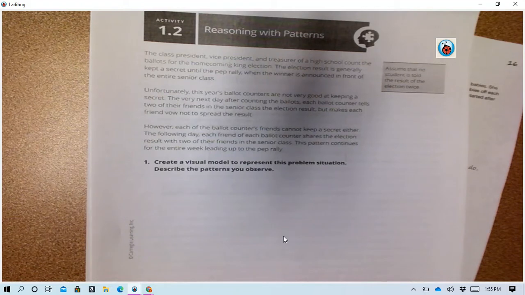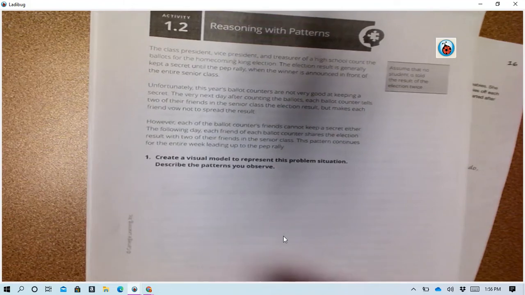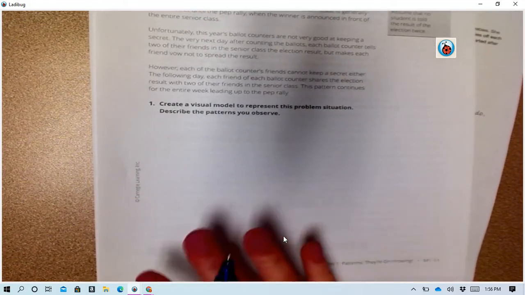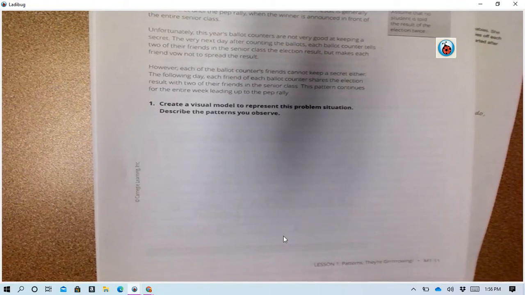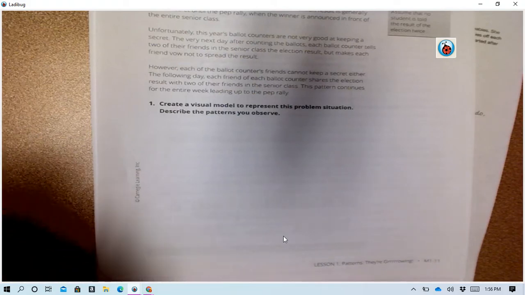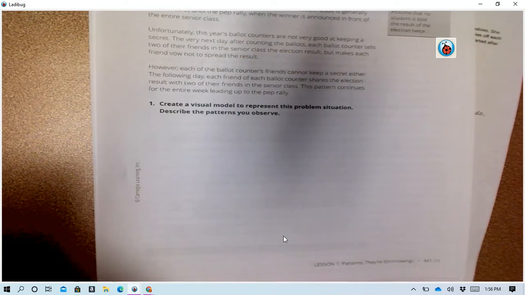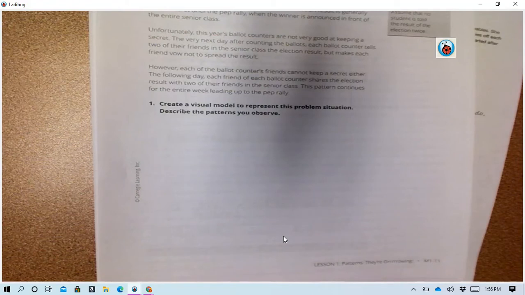Number 1, create a visual model to represent this problem situation. Describe the patterns you observe. So go ahead in this empty space and draw some kind of a model that represents the situation, and then describe the pattern you see. If you are not doing this and you're waiting for me, just read the problem again and try it by yourself.